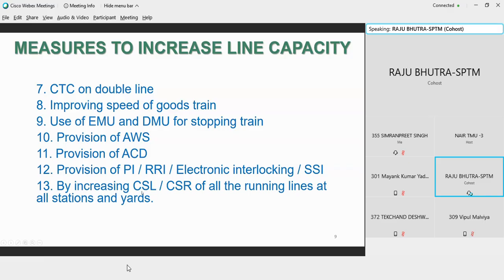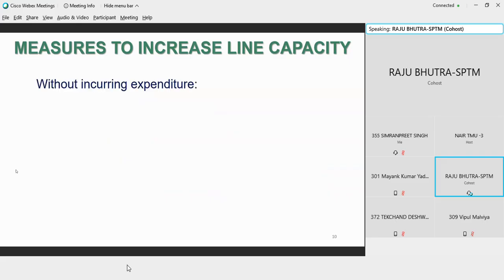By increasing CSL or CSR, this is the length of loop line basically. The CSR is the standing room available at the stations on all the running lines. So if we can increase the capacity of loop lines, then also our efficiency will improve and line capacity can be improved. Then what are the methods without incurring expenditure? Proper planning, proper controlling.